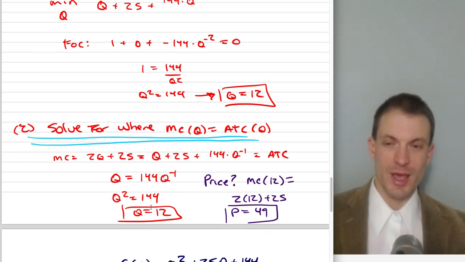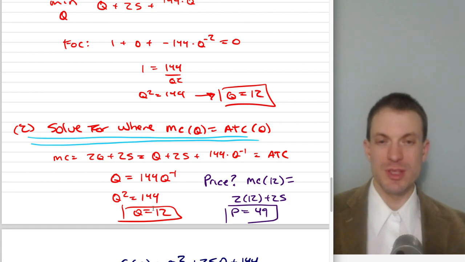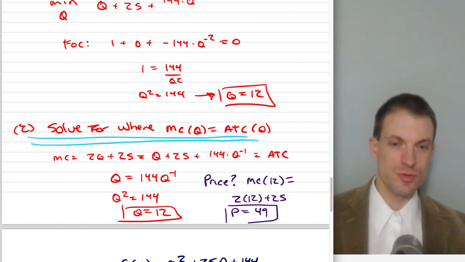49. Why is the price 49? Well, we want to find what marginal cost is equal to when I'm producing 12 units. So 2 times 12 plus 25 is equal to a price of 49.